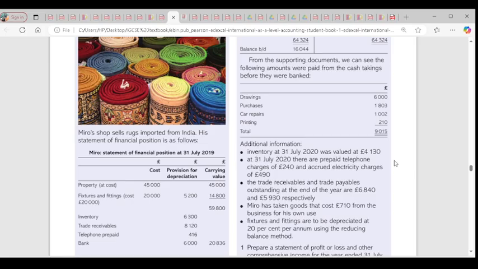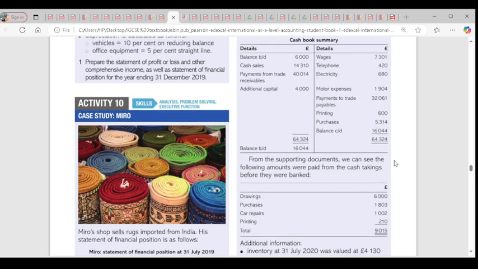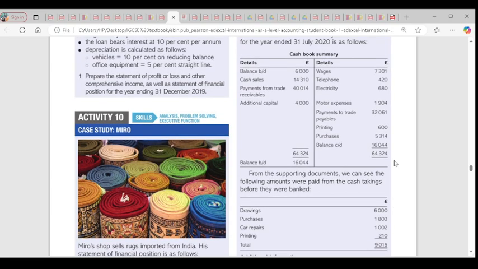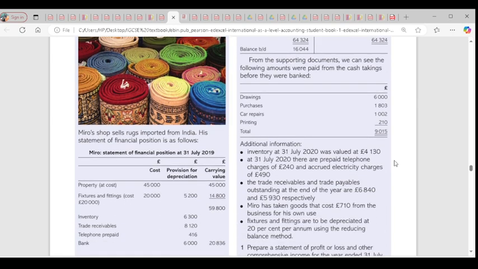We have our telephone expenses from our statement of financial position, prepaid 416. And then we have telephone from our cash book on the credit side, which is 420. You add it. Then we have additional information. They said telephone, a prepaid telephone. The prepaid is for 2020, so you have to take it away from the payment of this year. So you have to minus it.